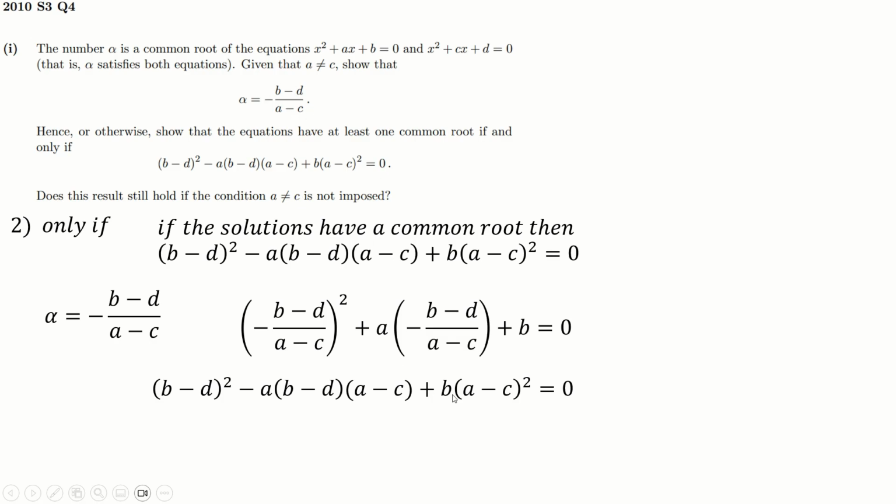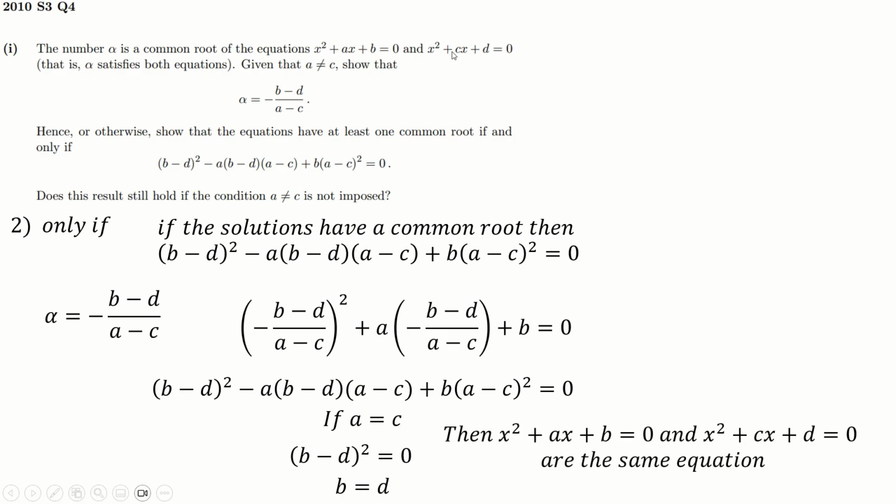Well, if A equals C, then this whole statement here just becomes this first term, which means, of course, that B equals D, because otherwise they couldn't square to make 0. But if A equals C and B equals D, look at these two equations carefully. Those two equations are just the same equation, which means that they'll, of course, have a common root because they're the same equation. So that's that done as well.